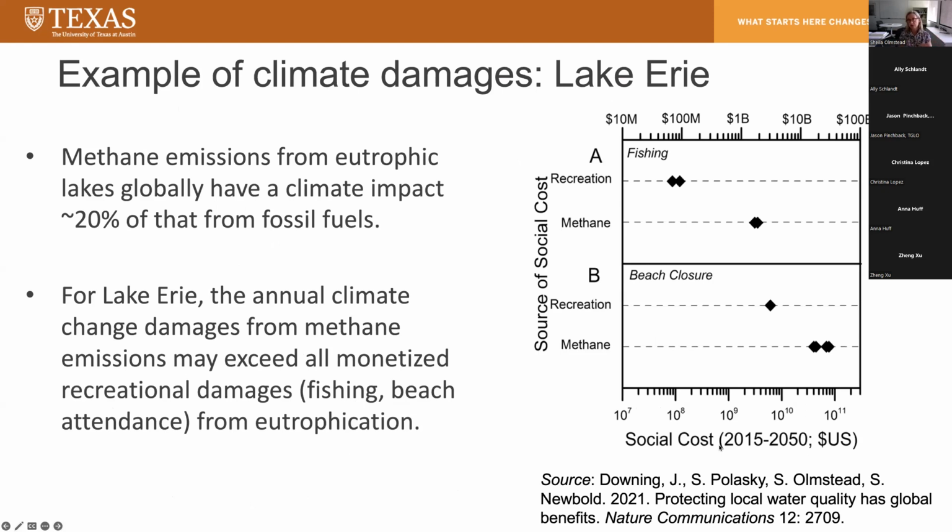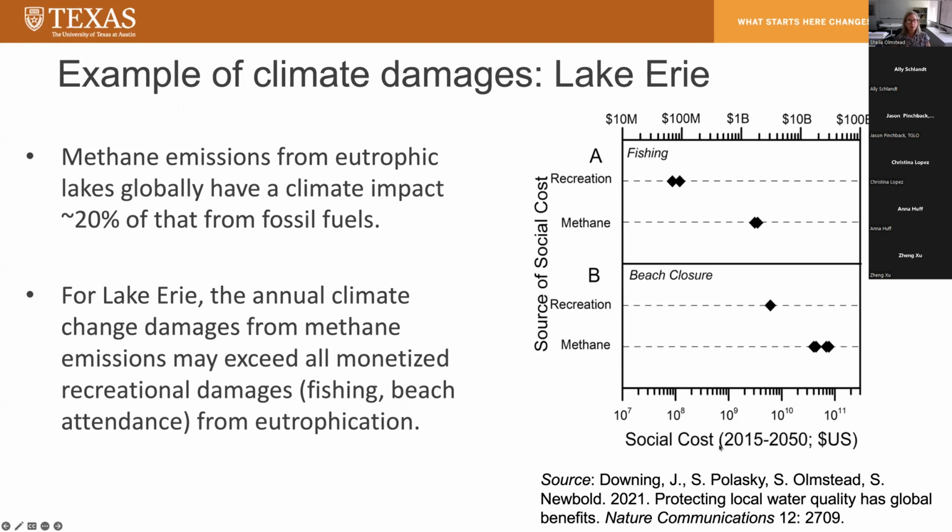And then I'll switch to thinking about property values and recreational impacts, which are perhaps the most relevant to the Texas case and what I hope to be doing over the next couple of years. So on the climate damages side, Lake Erie has a really severe problem with nutrient over-enrichment and eutrophication.